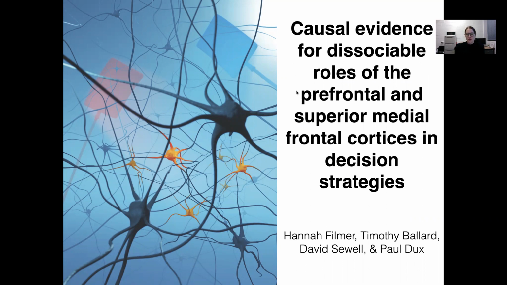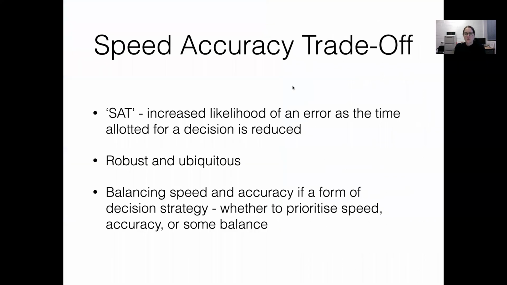Okay, so decision strategies. To look at decision strategies, we used a very well-known phenomenon called the speed accuracy trade-off, the SAT for short, which does exactly what it says on the tin. So, increased likelihood of an error as the time allotted for a decision is reduced. There's just this inherent trade-off between how quickly you can respond and how accurate you'll be. It's robust, it's ubiquitous, it's probably something that we all face a lot in everyday life.